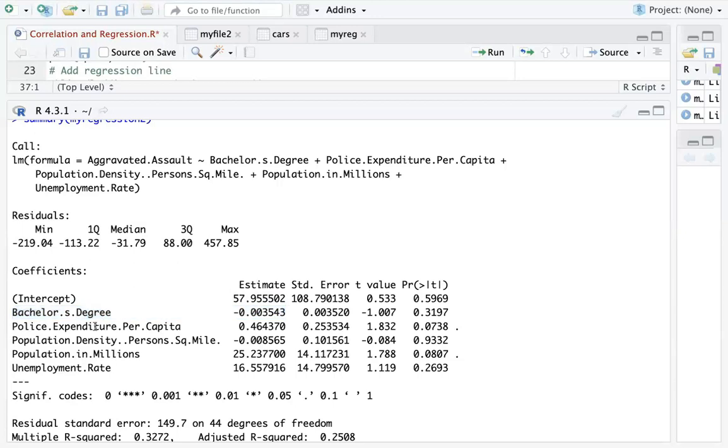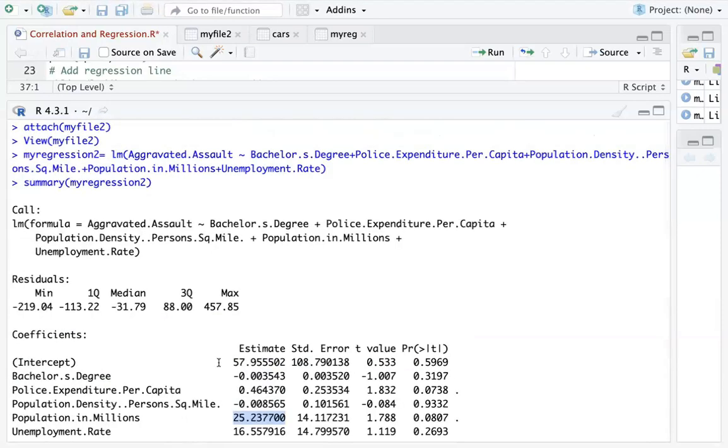And then police expenditure per capita, it says that if you increase this one, then the slope is 0.46. Again, it's not very strong, but it is positive. And then population density also has a very small value of slope, and population in million has a relatively high value of slope, and similarly unemployment rate. But in case of population in million, which appears to have a high value of slope, that's very informative here.